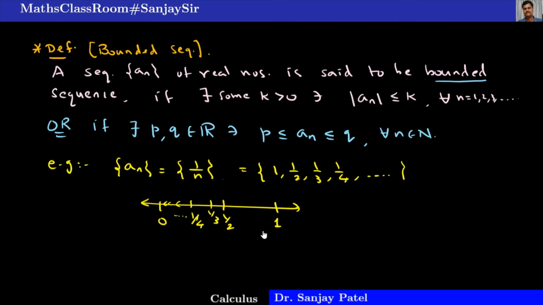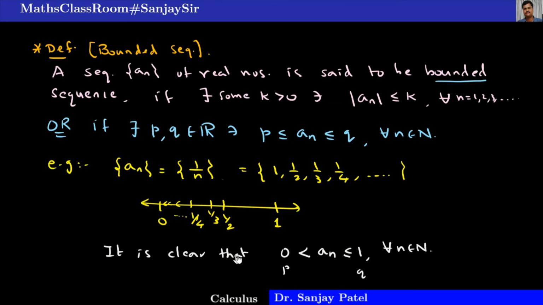All the terms of this sequence are approaching the number 0 in this case. So here this sequence is bounded because all terms are lying between the two numbers. I can say it is clear that 0 is less than a_n is less than or equal to 1 for every n belongs to N. So this is p and this is q.